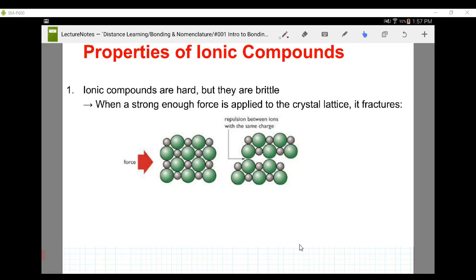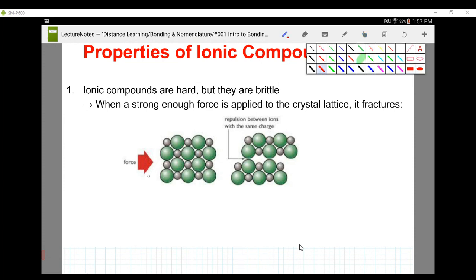And the reason this happens is because if we apply a force to these crystals, like this arrow is indicating here, and we shift all of them over a little bit to the right, we see that now we have 2 ions of the same charge next to each other. When we were talking about forming the crystals in the first place, we said that doesn't happen because those would repel. Well, the same thing happens here. If enough force is applied to shift them just a little bit over so that they repel each other like that, these 2 pieces are going to fracture and split apart very readily.